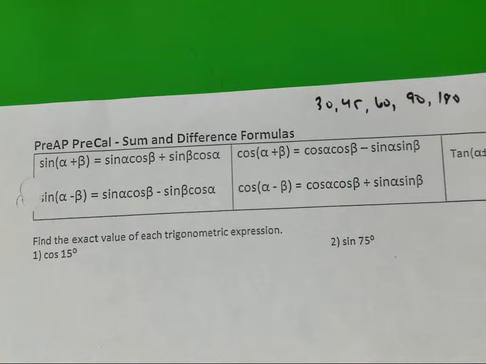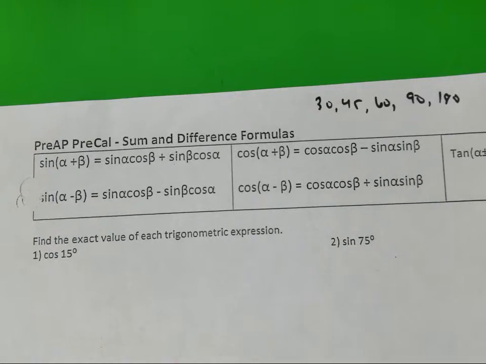How could I get 15 out of some of those numbers? 45 minus 30. What's another one? 60 minus 45. You're going to get the same thing, but you have options there. What comes to my mind is 45 minus 30. I'm going to do that one first.